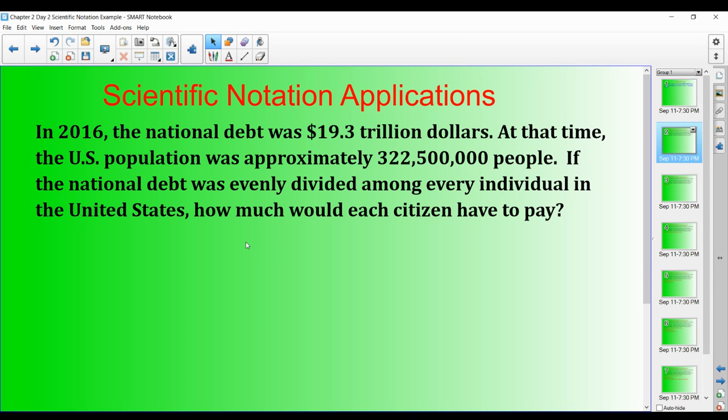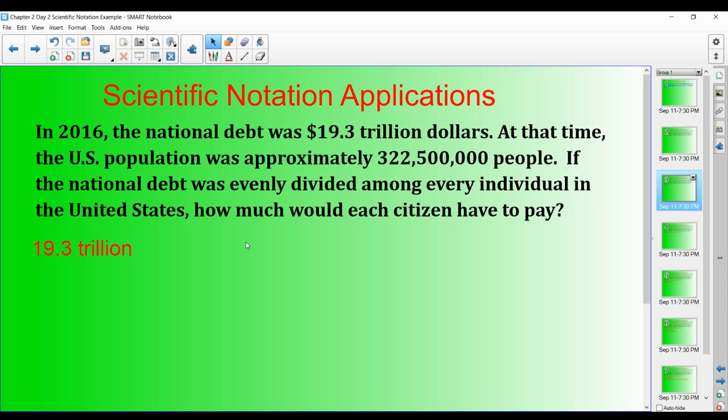So in 2016, the national debt was $19.3 trillion. At that time, the US population was approximately 322,500,000 people. If the national debt was evenly divided among every individual in the United States, how much would each citizen have to pay? So I see some large numbers here, which leads me to believe that using scientific notation will probably make the operations easier.